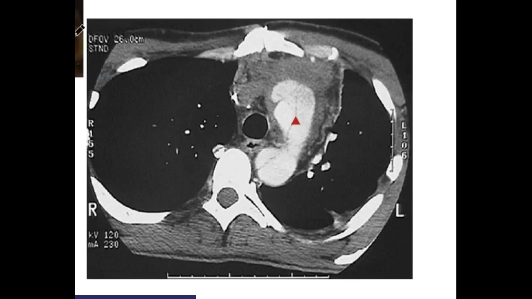Hello friends, this is the picture of a CT scan which is showing the abdominal aorta. So if you see, this is the abdominal aorta which you can see here, right? Now in the abdominal aorta you can see that this abdominal aorta is divided into many segments like this, right? So what are these segments?